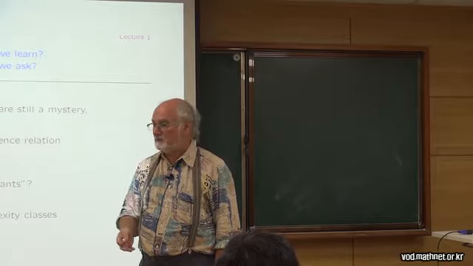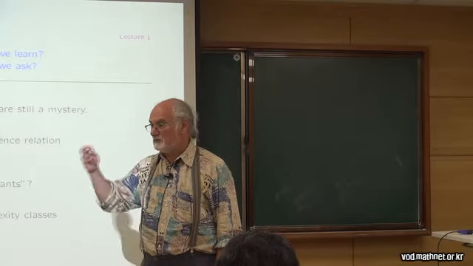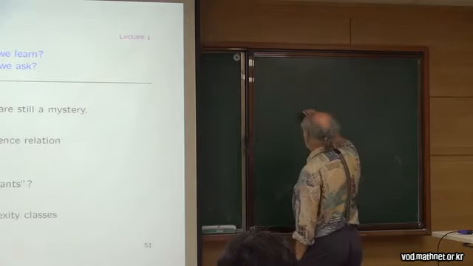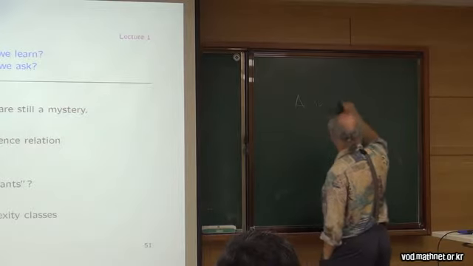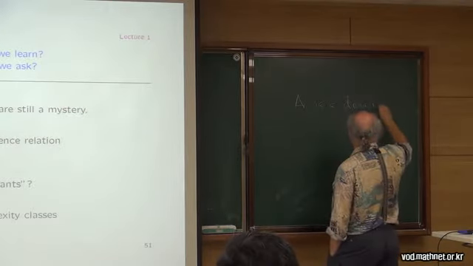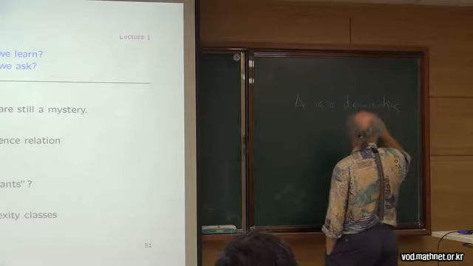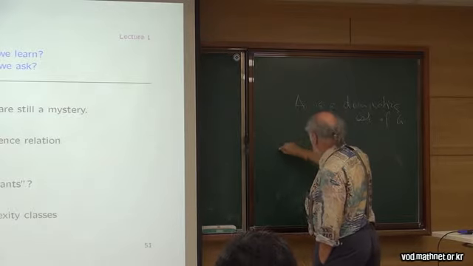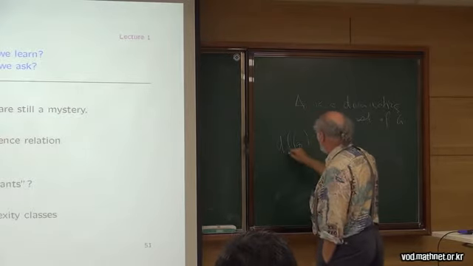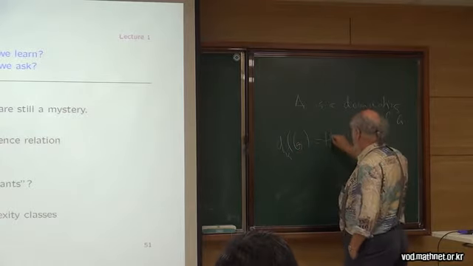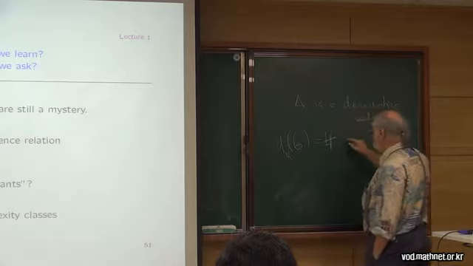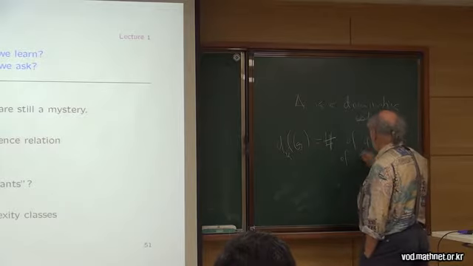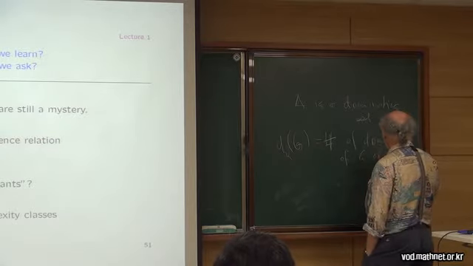I'm a dominating set, I'm a vertex cover, I'm a connected component, I am whatever, okay? So let's say, just for the sake of example, A is a dominating set of G. So then we say D(G, K) equals, you tell me when I have to stop, is the number of dominating sets of G of size K.